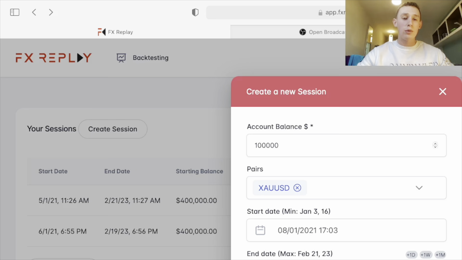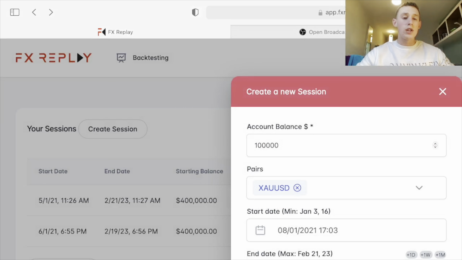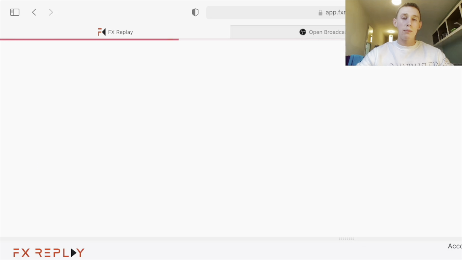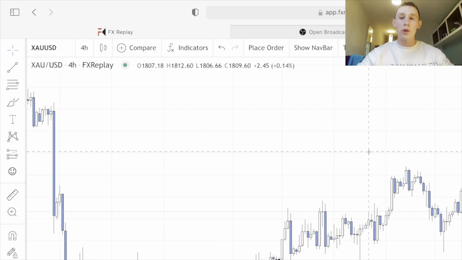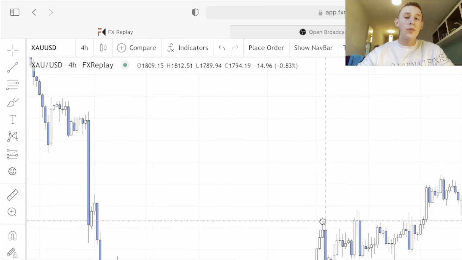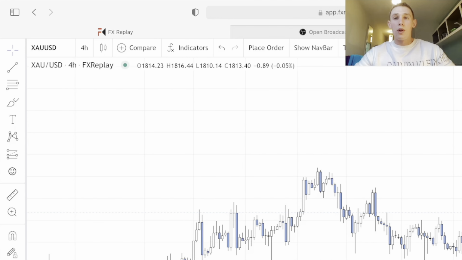And then this here would be when you create your strategy. So for this, let's just name it gold. Obviously, you can put whatever you want there. Then we click play. And as you can see, it's basically identical to TradingView. Everything that you would see on TradingView is in here. And let's go through a few examples of what I'd be looking for if I was going to take a trade.